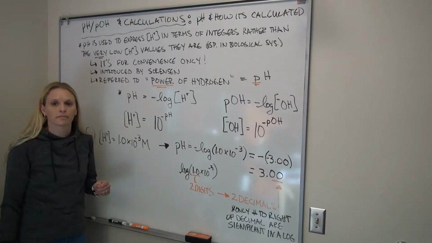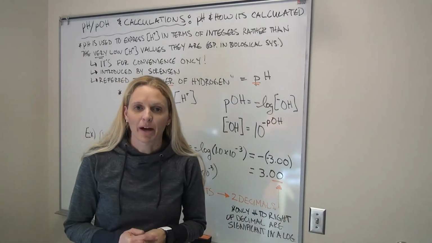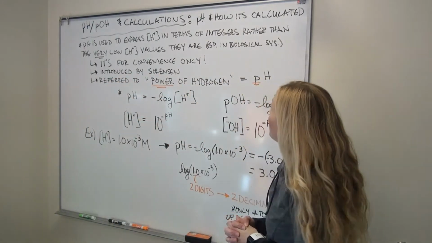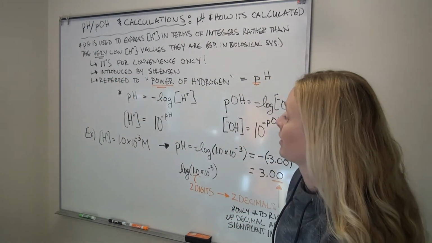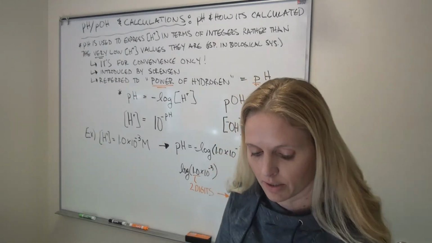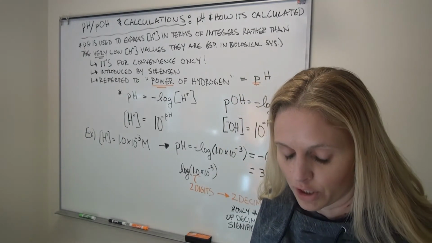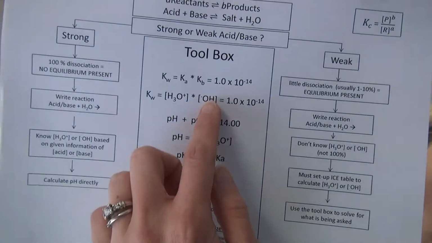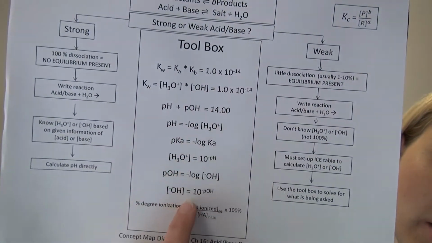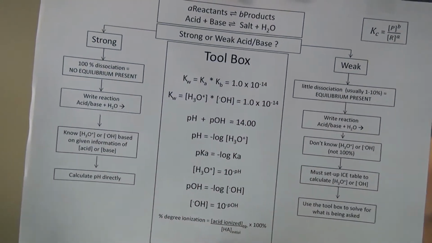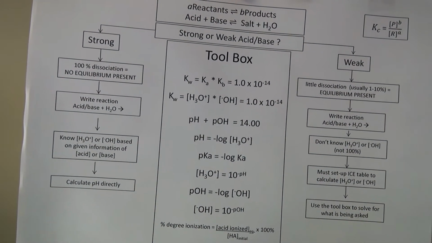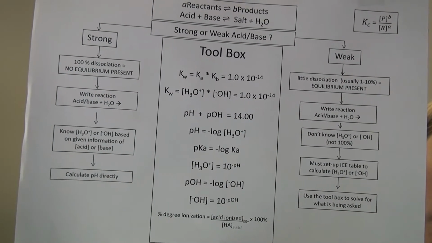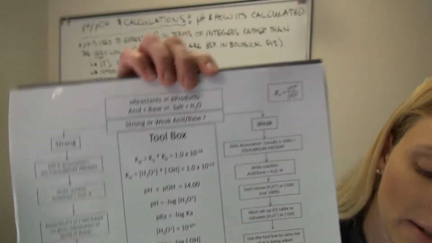Okay, so now we're going to talk about how we calculate pH and pOH, eventually getting up to the derivation of it. So first I just want to point out the handout that I gave you, the flow chart. We're going to be starting to develop all of these different equations that we're going to put in our toolbox so that we will be able to solve equilibrium problems involving weak acids and weak bases.